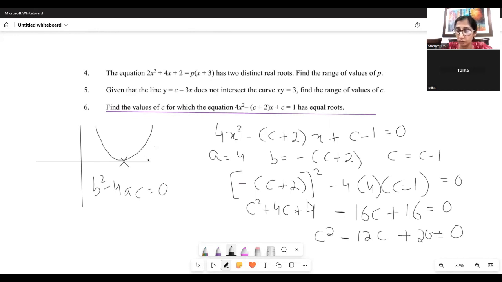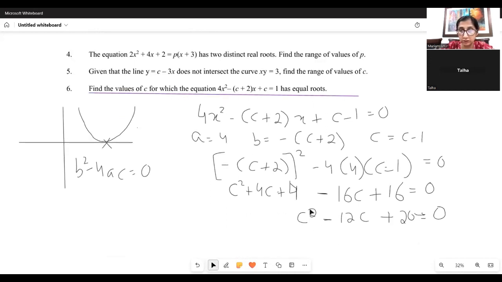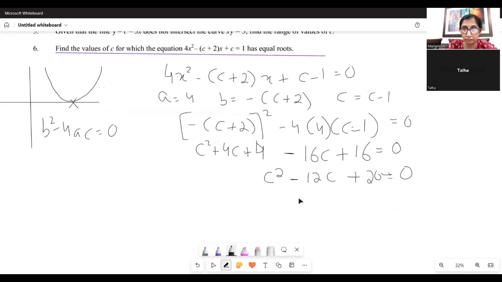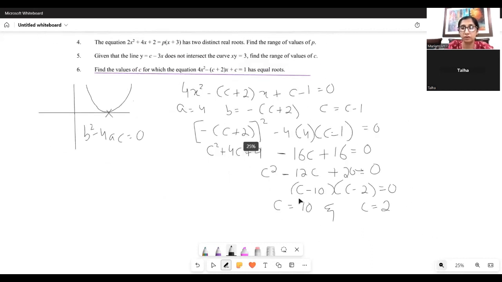I'm going to try and solve this using factorization in my calculator. A is 1, B is minus 12, C is 20. So the answers are C equals 10 and C equals 2. So we go one step back, C minus 10 and C minus 2 equals 0. So these are the answers.